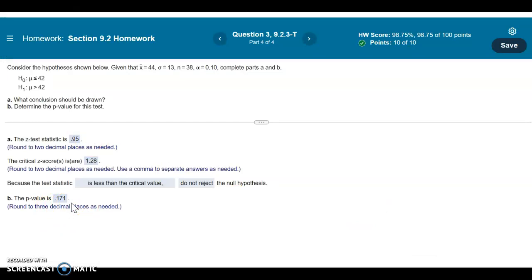0.171. So take your time on this. Walk yourself through the steps. Use your formula. Watch this video and work it. Work your problem after you practice working this problem. And I'm going to do another one in the next video. In question 4, I'm going to do a 2-tailed test. But this was question 3 and this was a 1-tailed test. Let me know if you have any questions.